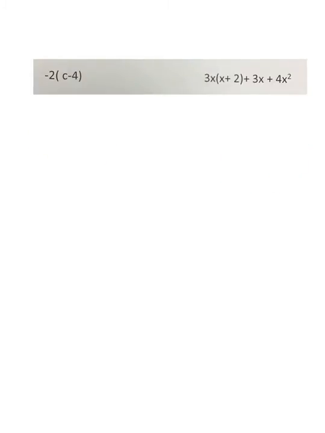So for the first one, we need to distribute -2 times c, -2 times -4 in this case. So -2 times c would give me -2c. -2 times -4 would be a +8. Okay, and that's our final answer because there's nothing we can combine here.